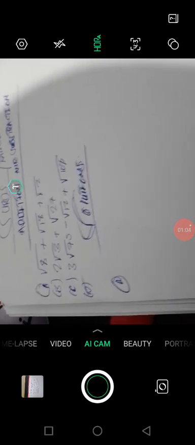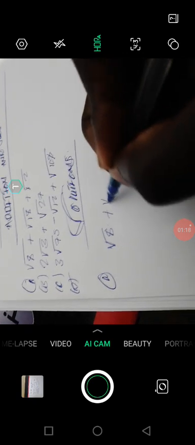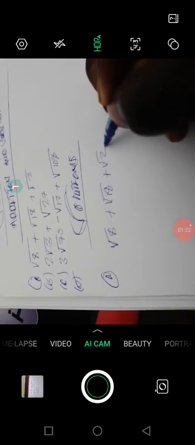Okay, what about addition and subtraction? I will keep this short so that we create more room for understanding. We'll talk about the addition and subtraction of surds. So what's going to happen here? I've got the first question: root 8 plus root 18 plus root 2. So what's going to happen?